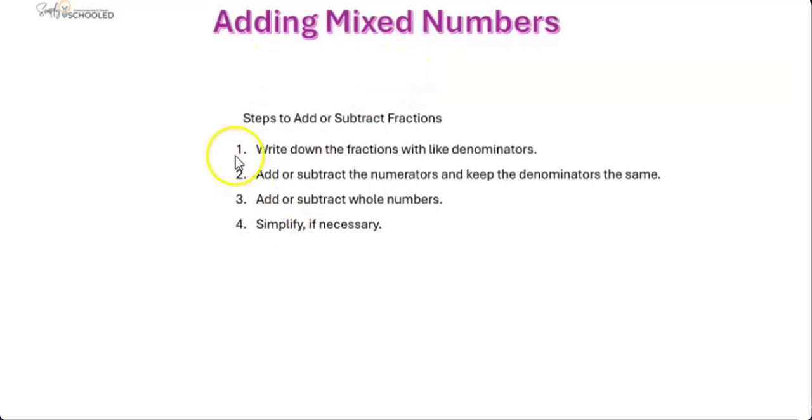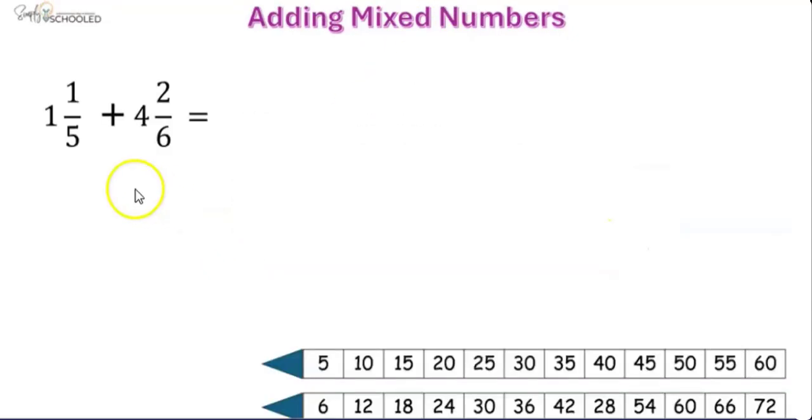Numbers. We use the same steps as we've been using for adding and subtracting fractions. Write down the fractions with like denominators, add or subtract the numerators and keep the denominators, and we're going to move on to step 3, which is add or subtract the whole numbers and then simplify if necessary. So here we have an addition of two mixed numbers, 1 1/5 plus 4 2/6.